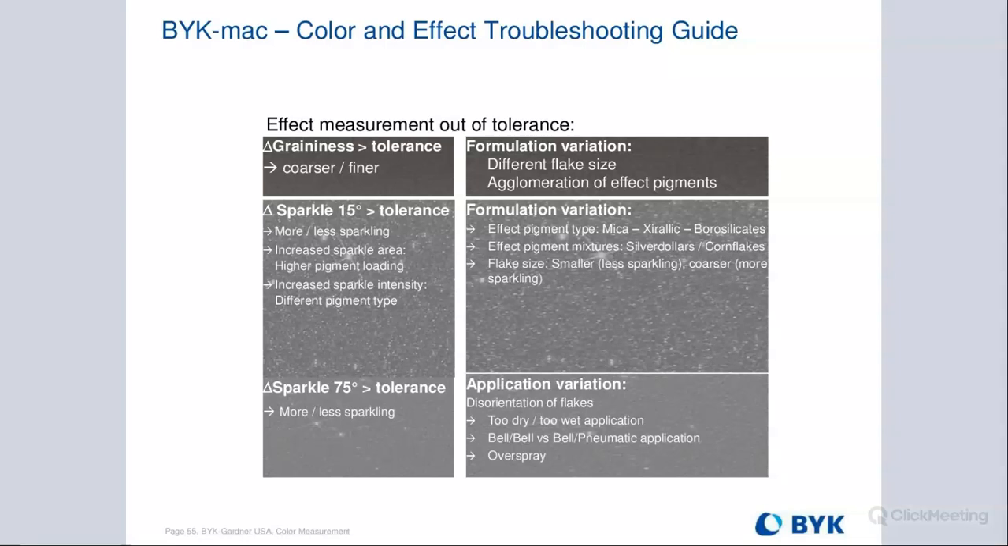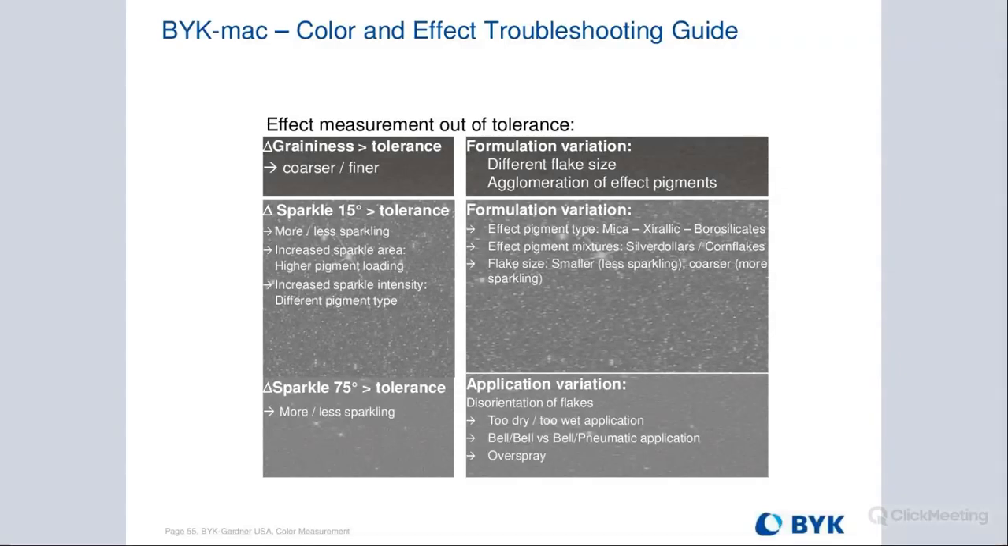So here's a little troubleshooting guide that we put together. Graininess can be either formulation variation or how you're applying the material. For Sparkle 15, over 90% of the issues that we've seen are related to the actual material itself. If you're using, like I showed you, the mica or the cerulean, it's really going to change on the 15 angle. If you have bigger or smaller flakes, again, it's going to affect the 15 angle over the other angles.